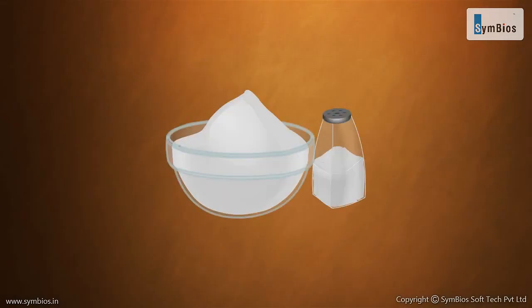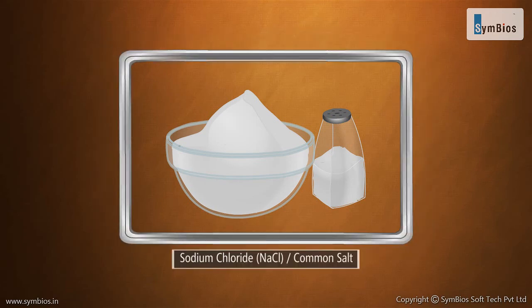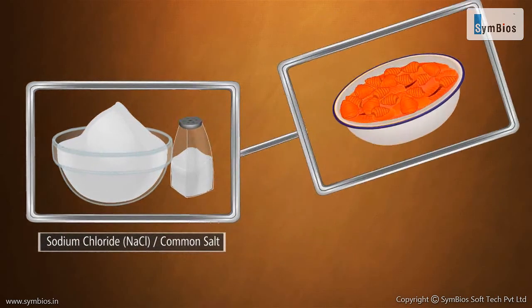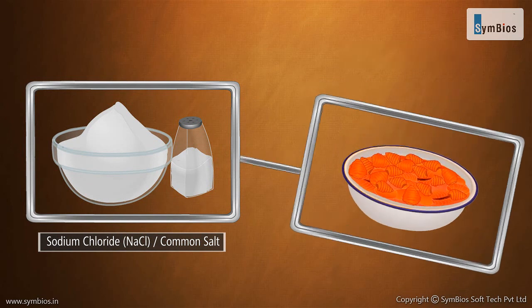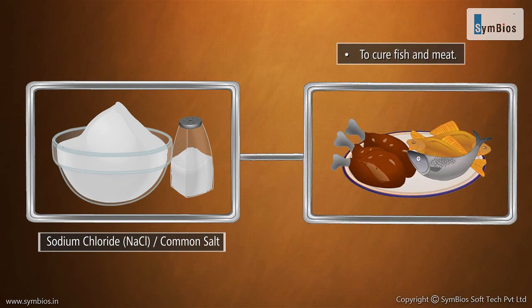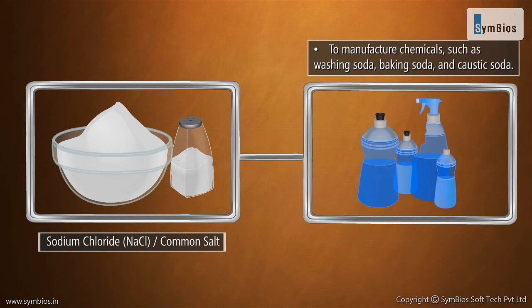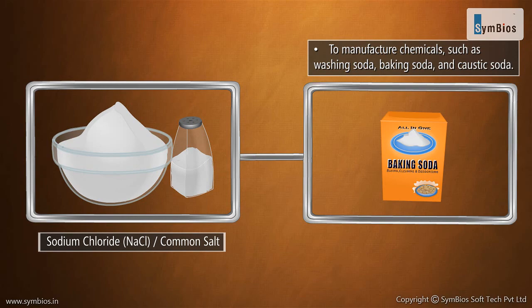Uses of salts. Salts are useful to us in many ways. For example, sodium chloride, also known as common salt, is used for the following purposes: as seasoning in food, as a preservative in pickles, to cure fish and meat, and to manufacture chemicals such as washing soda, baking soda and caustic soda.